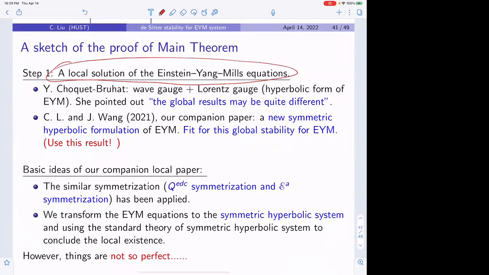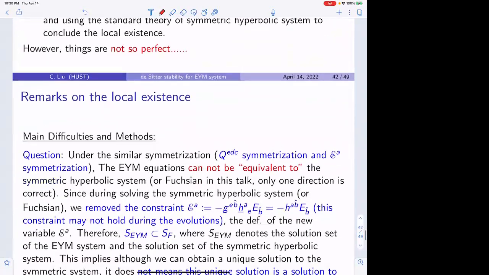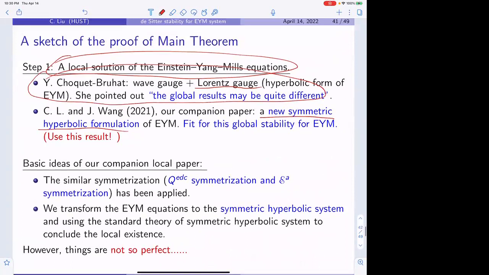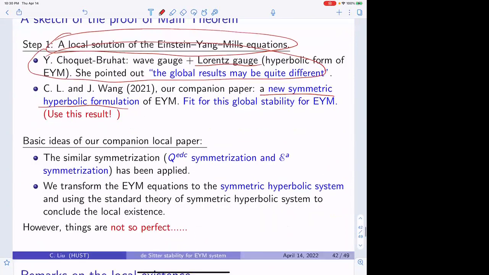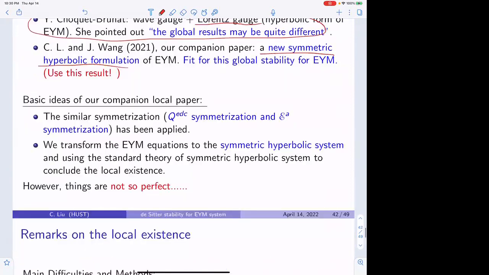First, we prove a local result to the Einstein-Yang-Mills system. This has been done by Shukri Barupa a long time ago, but he used the Lorentz gauge. In our previous paper, we give a new symmetric hyperbolic formulation to the Einstein-Yang-Mills equation. It's very similar to the symmetrization I talked about here, but it also has some differences, because in that paper, we choose the time direction defined by the capital T, not the nu. Remember I said before.